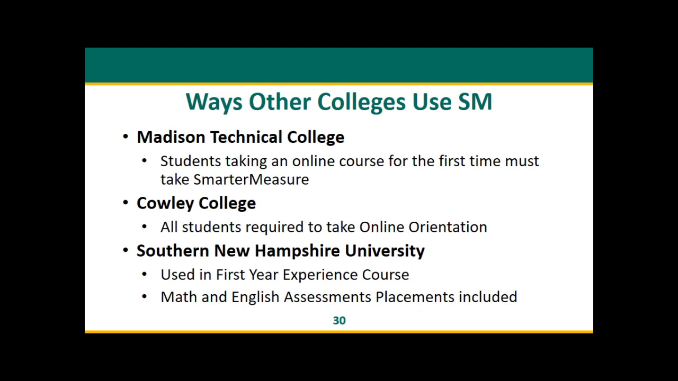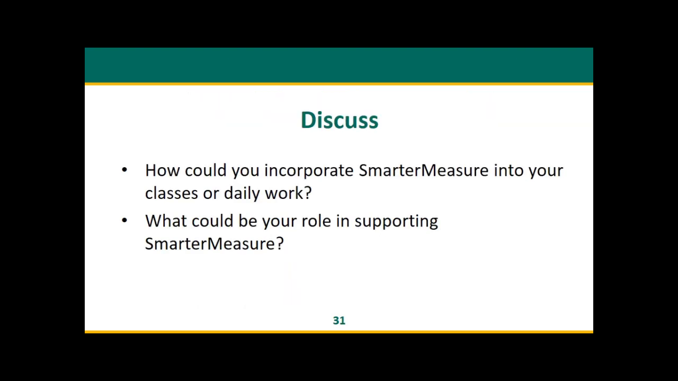Cali College requires it through their online education, so it's mandatory and all students are coming through. And Southern New Hampshire University has the most comprehensive way of using it. They use it in their first year experience course, and each component is one week, so they really go through that. They've also purchased the upgrade. You can add math and English assessments into SmarterMeasure. They use it through their first-year experience course, which is 7 weeks. So there are some ideas about how other colleges use it. It's open to everyone. That's the way we're using it, but you can just use the basic version.